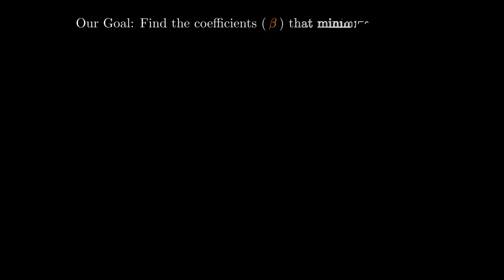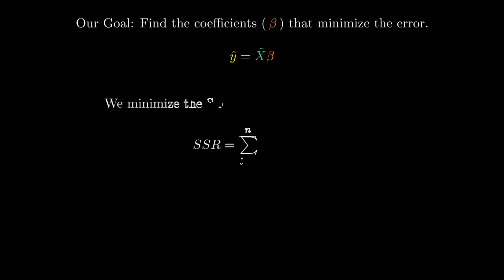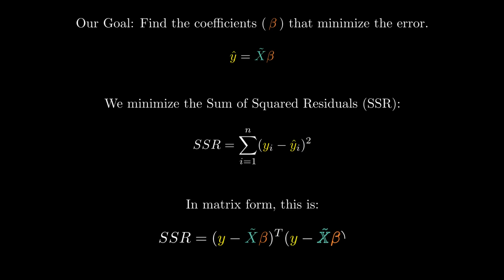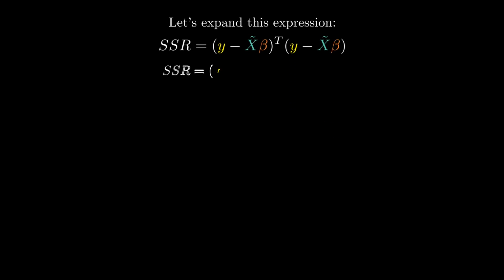Our goal, as always, is to minimize the error. The most common cost function in regression is the mean squared error, also called the sum of squared residuals. We need to find the coefficient vector beta that minimizes the sum of squared residuals. That equation can be rewritten in matrix form as follows. After some expansion and simplification, we get the following equation.